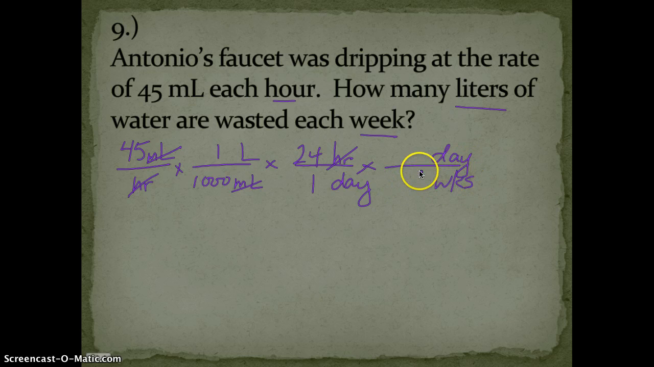All right, so what's bigger? A week. How many days in a week? 7. All right, so that helps me to get rid of days. And if you look where I am here, I have liters per week. All right, so you're going to multiply 45 times 24 times 7, and then you're going to divide it by 1,000. And let me just crank it out real quick here so we can look.